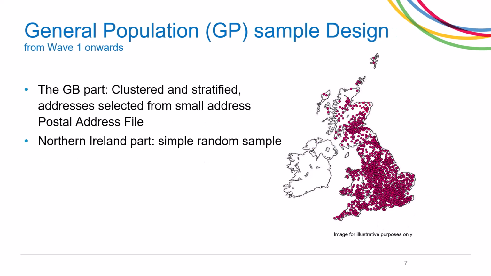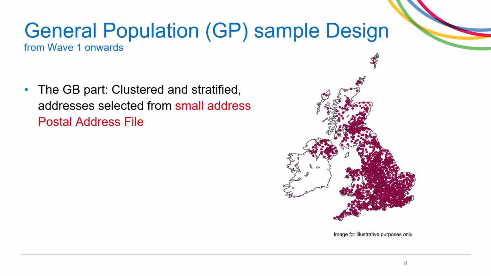The Great Britain part had a clustered and stratified design with addresses being chosen from the small address postal address file, and the Northern Ireland part had a simple random sample design. Small address postal address file is the list of addresses that receive less than 50 letters per day. This was used as a sampling frame to exclude addresses that were most likely businesses or institutions.